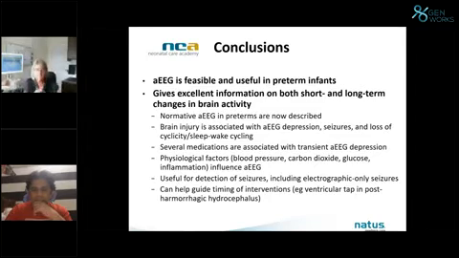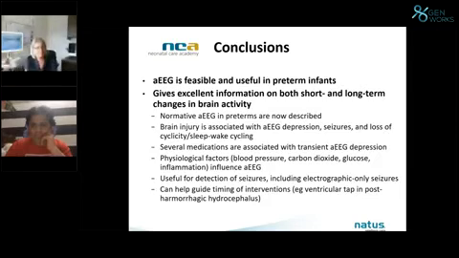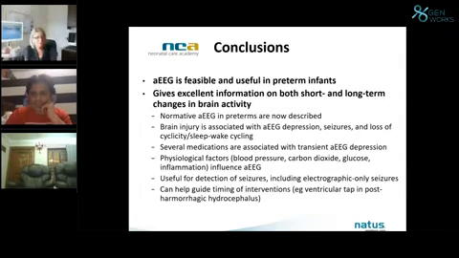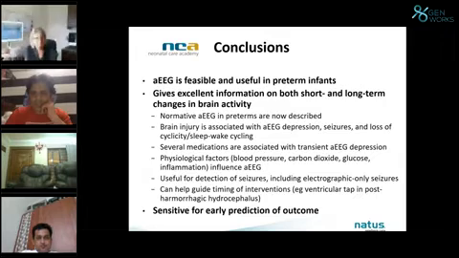It's very useful for the detection of seizures, especially the electrographic only seizures, and it can help us in the timing of interventions, like we mentioned earlier, things like ventricular taps in the post-hemorrhagic ventricular dilatation infants.